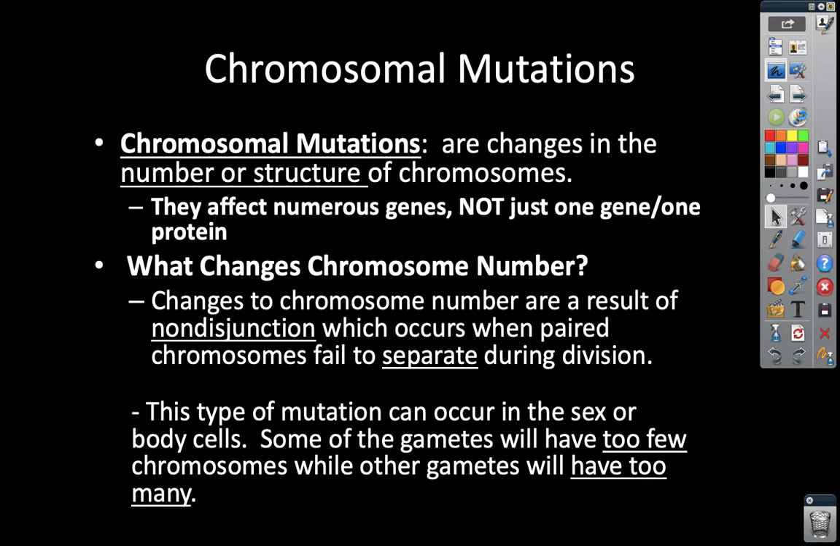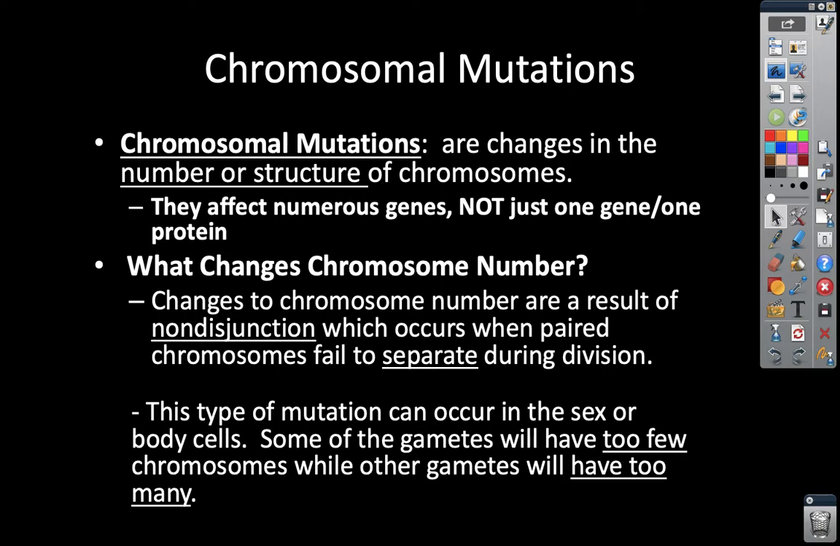So, chromosomal mutations are mutations that affect either the number of chromosomes a person has or the structure of the chromosomes that a person has. Now, chromosomal mutations are different from gene mutations because they affect many genes. They may affect 100 genes or 1,000 genes, whereas a gene mutation, like a substitution or a point mutation, affects just one gene and therefore one protein. Chromosomal mutations will affect many genes and therefore many proteins, hundreds or even thousands.